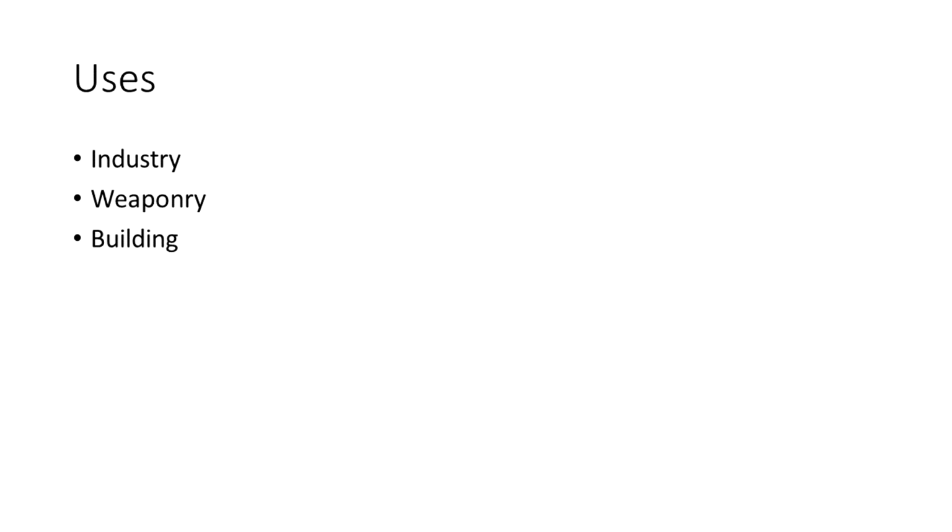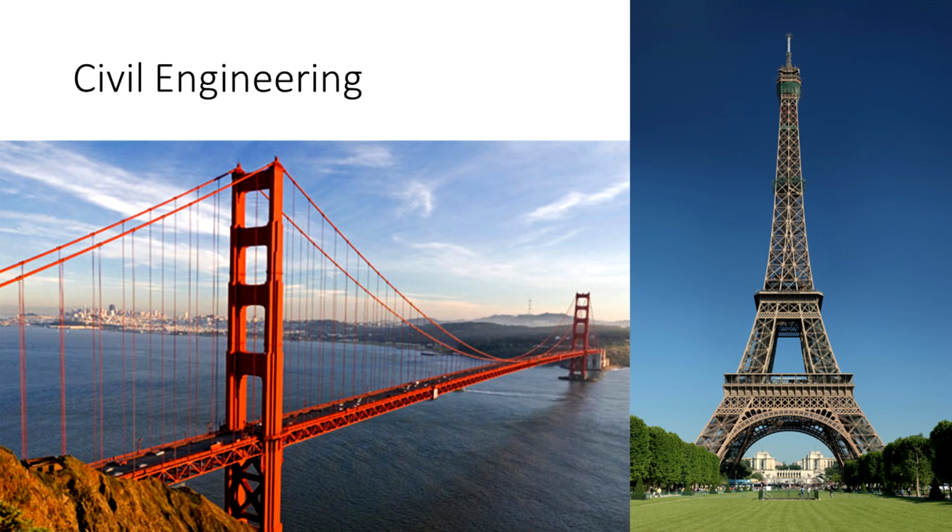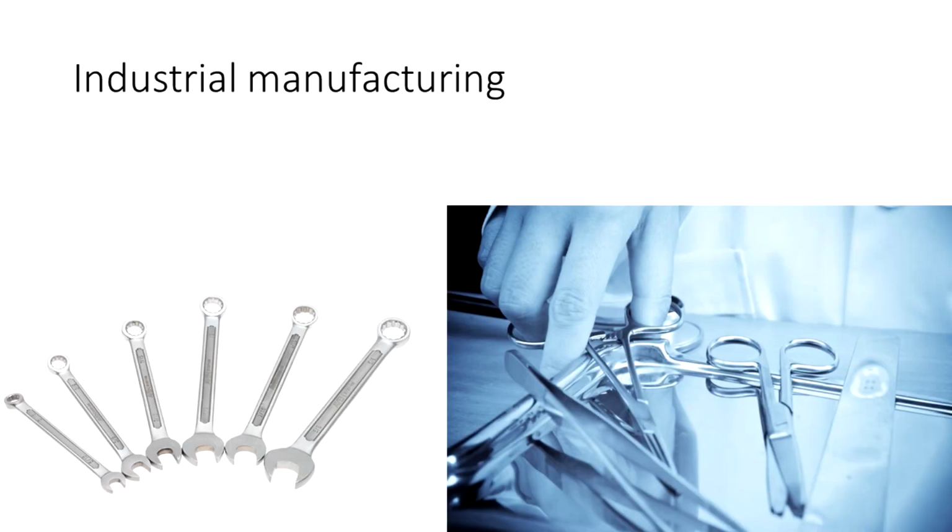The uses of iron are very prevalent in human society, in our industry, our weaponry, and our buildings. They are used to build the very tall to the very small. They are used to build the Eiffel Tower and to build bridges that link islands together. They are used in industrial manufacturing of tools and equipment, surgical tools and cooking tools, and also dining utensils.